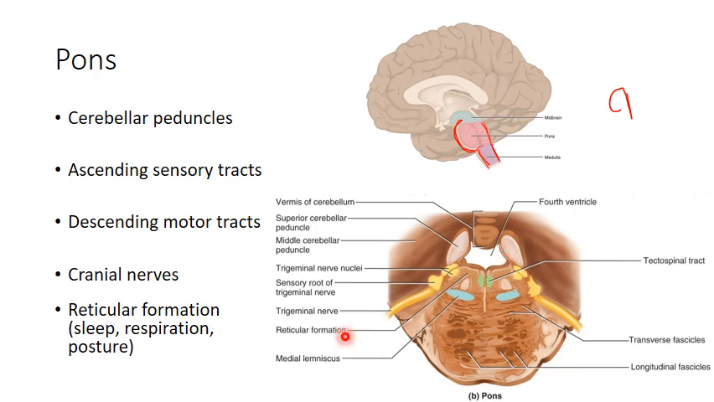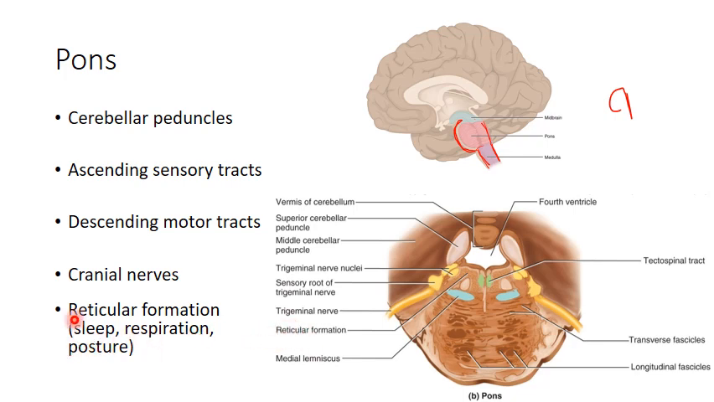We also have a continuation of the reticular formation. It does look different here in the pons than it did in the medulla oblongata, so it does change. But remember that the reticular formation is going to be that loose network of nuclei, and it does continue from the medulla through the pons and then even up into the midbrain. So it connects all of these different regions.